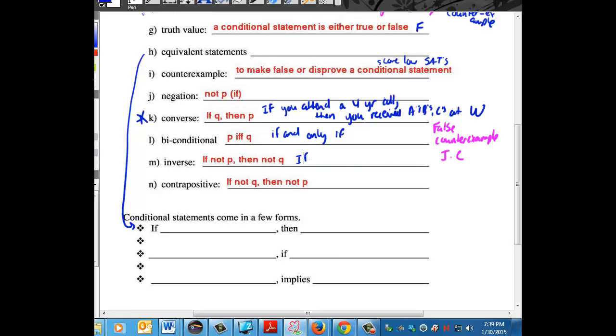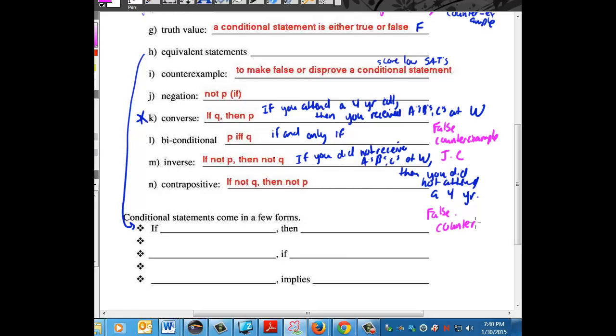So we're going to say if you did not receive A's, B's, and C's at Westview, then you did not attend a four-year college. So just like we've done before, we have to examine if this is a true or false statement. And once again, hopefully you can tell that this is going to be false. And again, we must give a counter example.